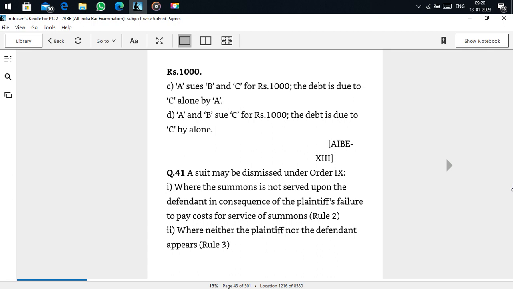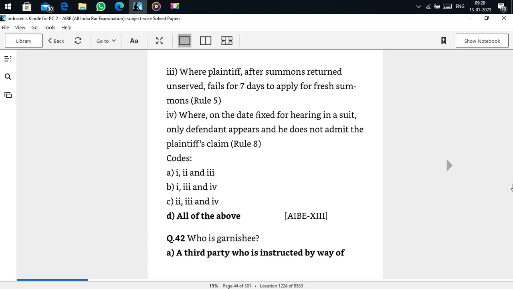A suit may be dismissed under Order 9 Rule 1, where summons is not served upon the defendant in consequence of the plaintiff; where neither the plaintiff nor the defendant appears; where the plaintiff, after summons returned unserved, fails for 7 days to apply for fresh summons; where on the date fixed for the hearing of the suit only the defendant appears. In any of these cases, it can be dismissed.